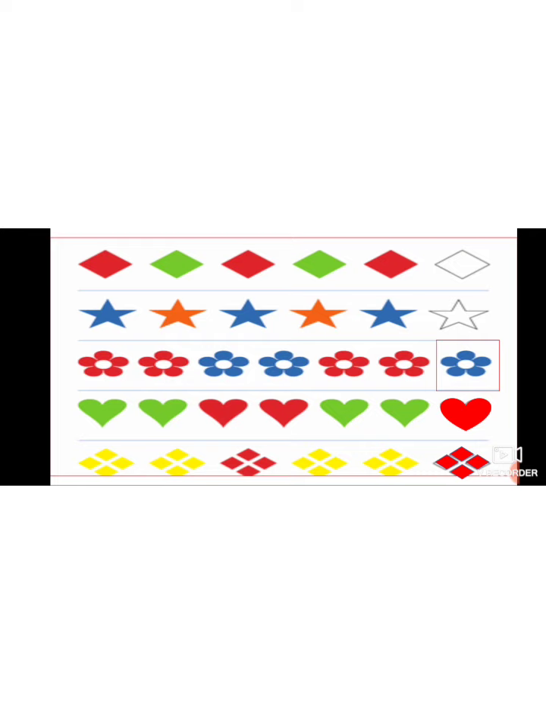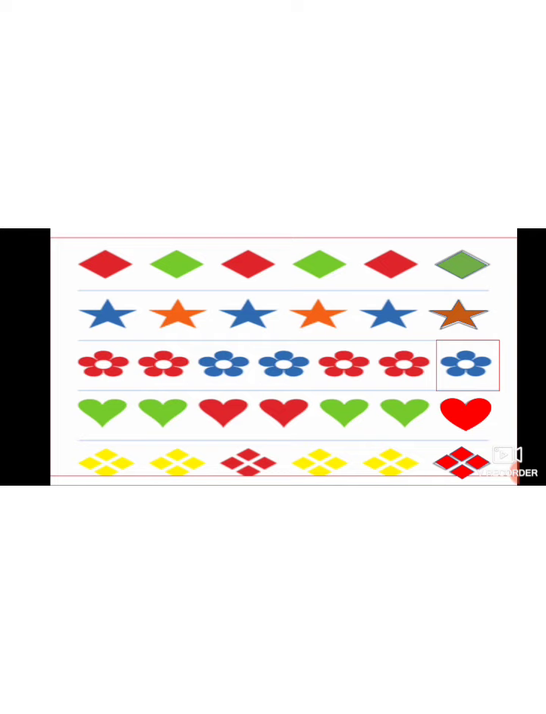All the top line is filled with diamonds. Now all these diamonds are the same size, no change in shape or size, but there is a difference in colors. Red, green, red, green, red. Next will be green. Now look at the stars. All are stars, same size, but change in the color. Blue, orange, blue, orange, blue, orange.